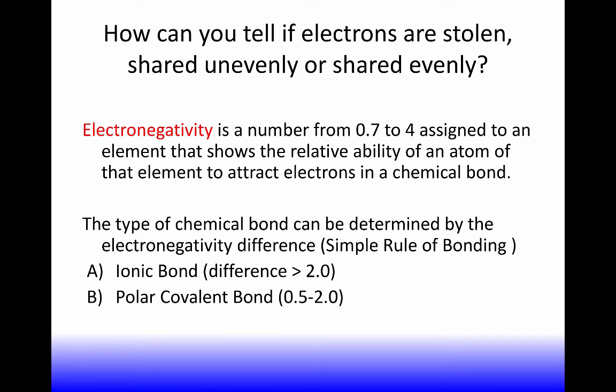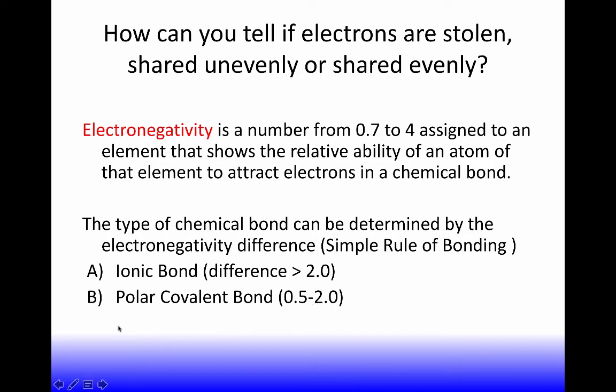Polar covalent bonds mean the electrons are not shared evenly. So when they have a difference of 0.5 to 2, that means one of the atoms keeps the electrons in the bond closer to it. So you saw that with the hydrogen monofluoride. Fluorine actually has an electronegativity value of 4. Hydrogen has an electronegativity value of 2.2. So the difference is 1.8. And the prediction is that the electrons will be closer to the atom with the greater electronegativity value.